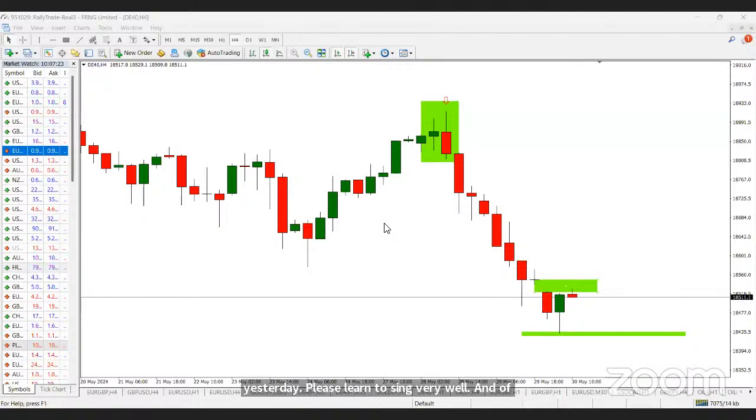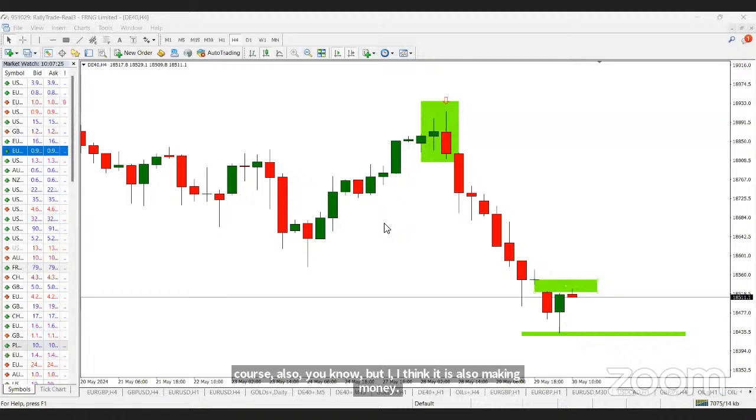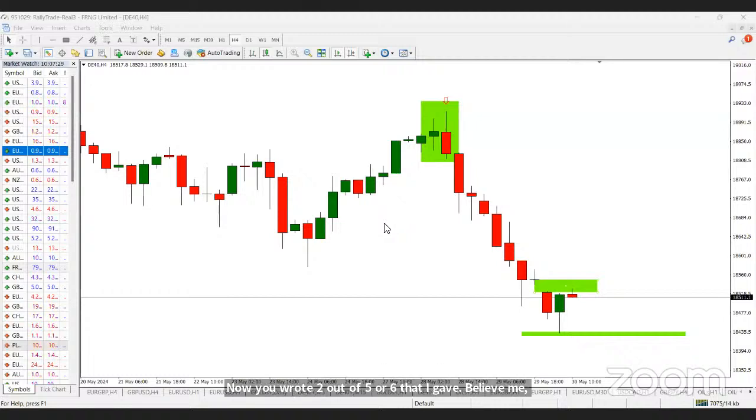Now, you wrote 2 out of the 5 or 6 that I gave. Bullish engulfing, yes. Dragonfly, yes. Gravestone, you didn't write that one. Gravestone Doji. Senator Olu, Gravestone Doji.